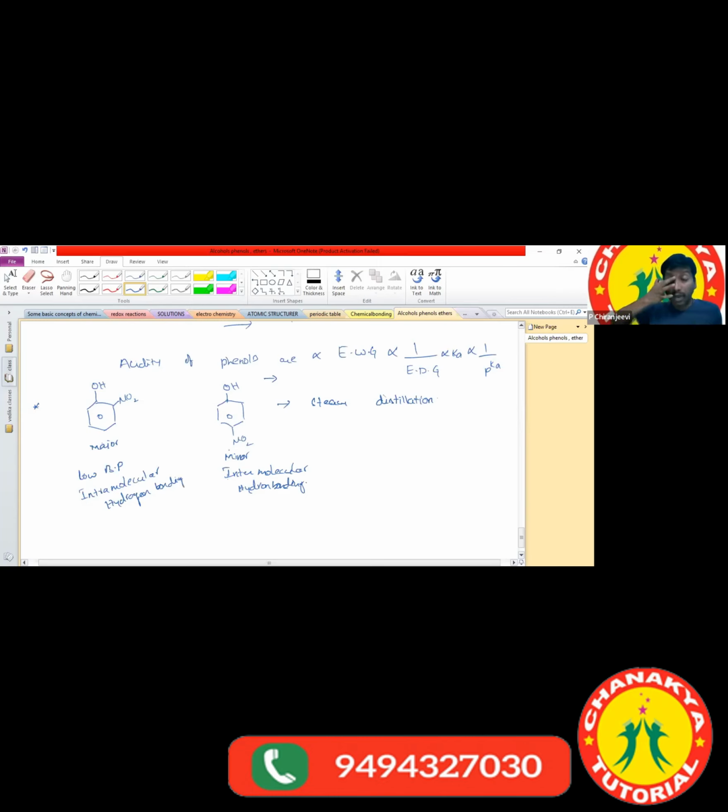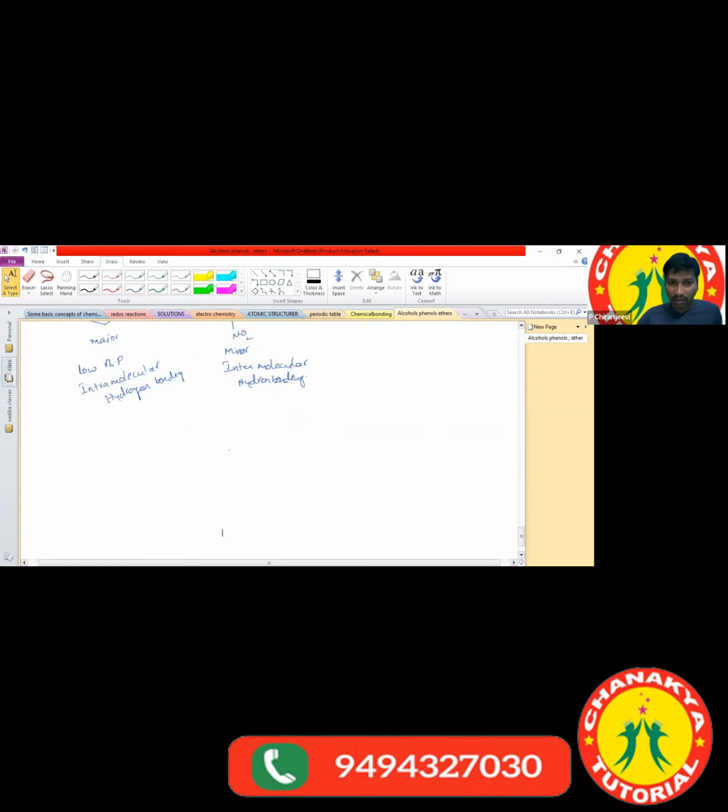Another question they ask is, what is the reactivity order of the phenols? Let us say they are giving us some structures. For example, with a para-position nitro group, OH and NO2 are there. At the same time, they have given one more, para-hydroxy toluene with CH3.